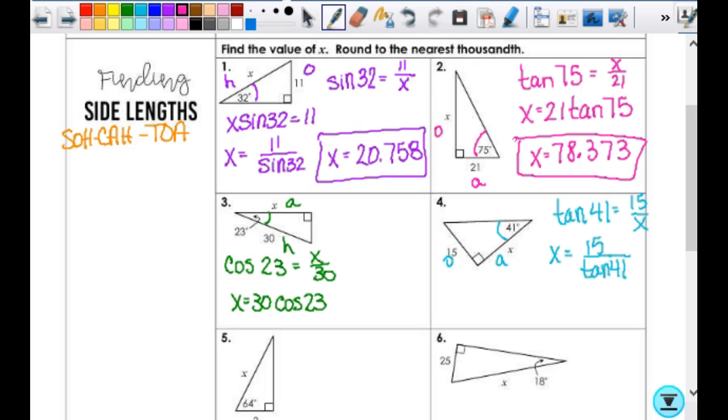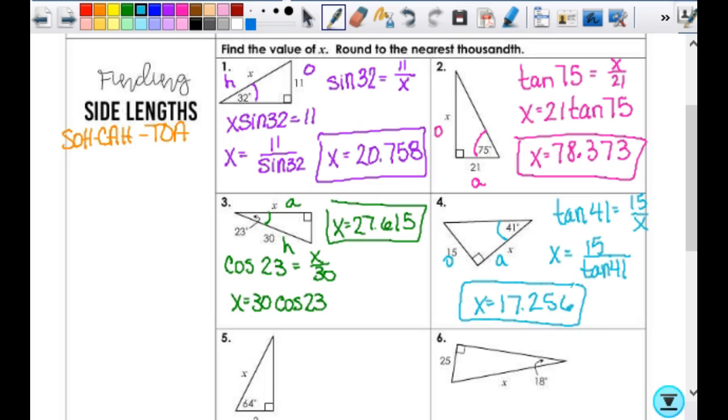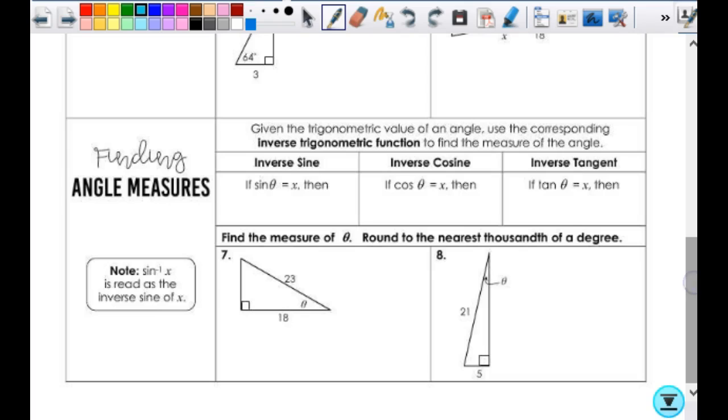All right, so let's look at number 3. We should have gotten 27.615. Do we agree with that? Yes. And then 4 is 17.256. Yes? We all feel good about that? Beautiful. We don't need to do 5 and 6. So flip your calculators upside down again. I'm going to talk through the bottom ones before we start typing things. So that's us finding side lengths.